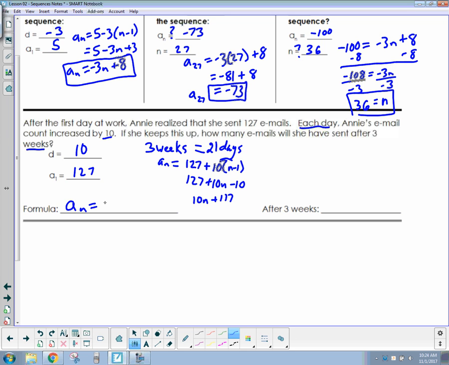This says after 3 weeks, so we're going to plug in that 21 days because we converted it to the terms we want. So a little 21, and we're going to go 10 times 21 plus 117. 10 times 21 is 210, plus again the 117. Combine that, we get 327. So 327 emails. Boom.